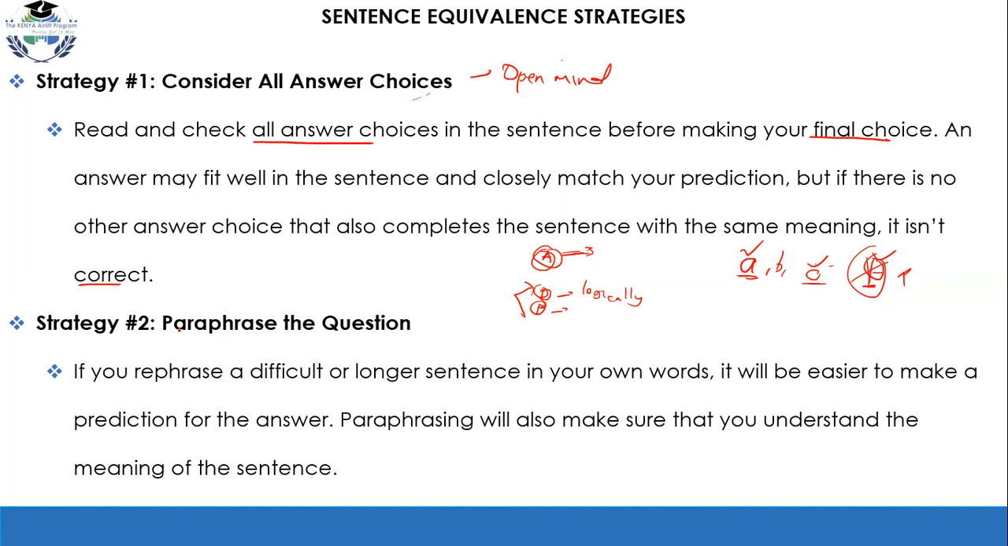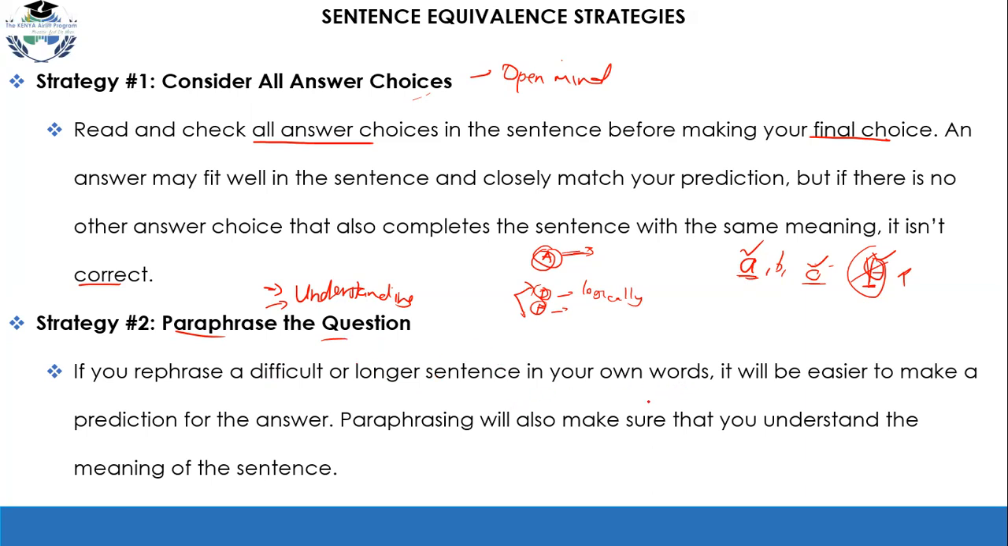The second strategy will be to paraphrase the question. So if you paraphrase a difficult or longer sentence in your words, it will be easier for you to predict the answer. So again, this comes back to understanding. If you're able to break down the question and understand what the question wants, that's the only way you can find an answer. Like if I read a question and I have no idea what it means, the likelihood of me picking a correct answer is so low, right? So paraphrase the question, get the question in your own words, try and make it in a way that you understand what this sentence means to me.